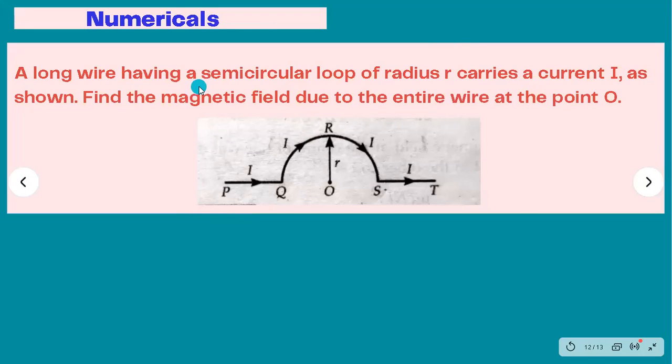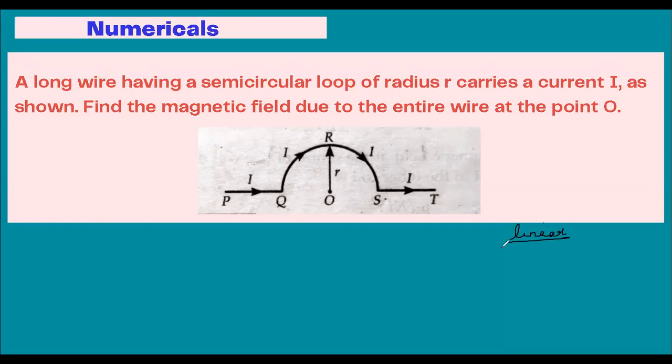A long wire having a semicircular loop of radius r carries a current I as shown. Find the magnetic field due to the entire wire at the point O. So here first let's find the magnetic field due to the linear portion of the wire. Due to the linear portion of the wire, the angle which PQ or ST makes will be either 0 or pi. Therefore, the magnetic field, which is equal to mu naught by 4 pi I dl sine theta divided by r square. So theta is either 0 or pi. This turns out to be 0.